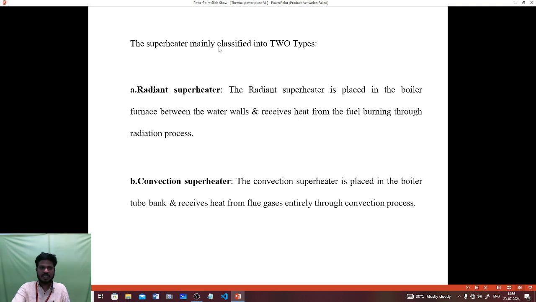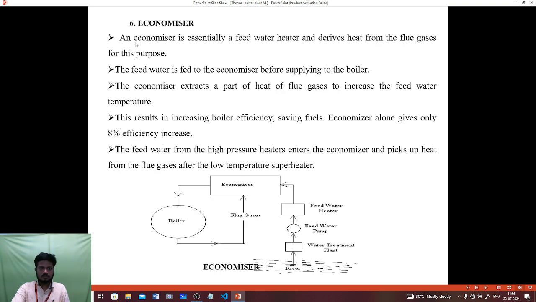The superheater is mainly classified into two types. Number one, radiant superheater. The radiant superheater is placed in the boiler furnace between the water walls, which receives heat from the fuel burning through the radiation process. Next, number two, convection superheater. The convection superheater is placed in the boiler tube bank and receives heat from flue gas entirely through the convection process only. Now we are going to see about the economizer.